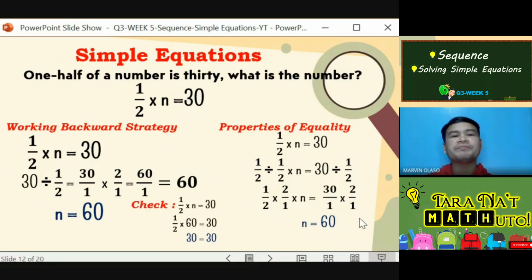And to check, apply natin ulit ang equation. 1/2 times n equals 30. Substitute natin yung nakuha nating sagot na 60. 1/2 times 60 equals 30. So alam natin yan. Logically, 1/2 of 60 or 1/2 times 60 is equal to 30. So 30, they are equal. That means na ang sagot nating 60 is definitely correct. Ayan. Sana nakuha nyo din ang sagot na 60, ha? Let's try the last example.